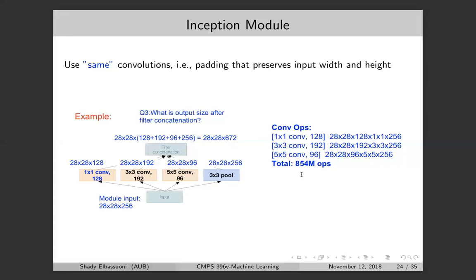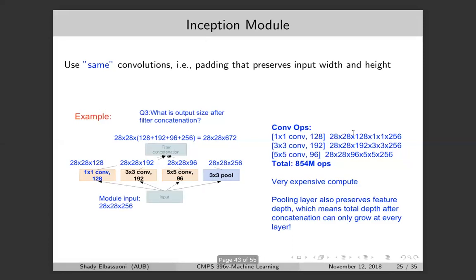So a total of 854 million operations. Imagine, in just one layer, it's 854 million operations. So this is really expensive. That's why it takes a lot of time to train. The pooling, of course, is just maximum pooling, so it's not as expensive. The convolutions involve multiplication and addition and so on, so it's very expensive compute.